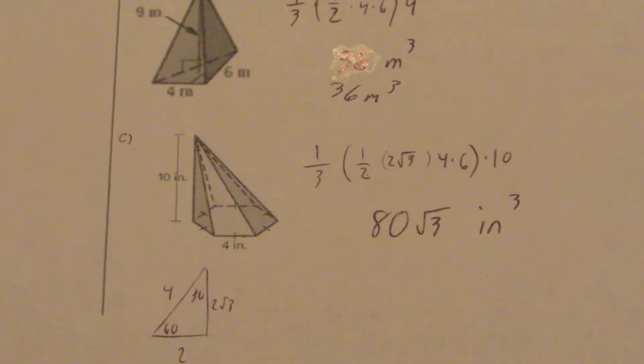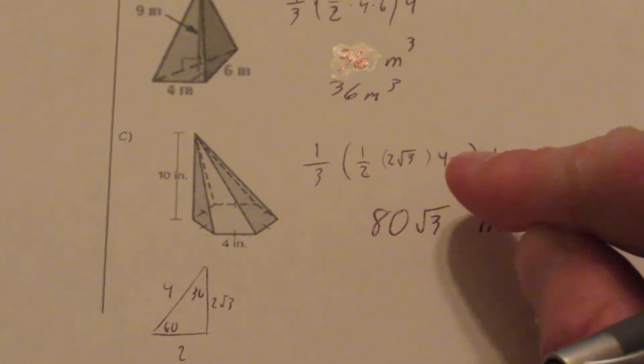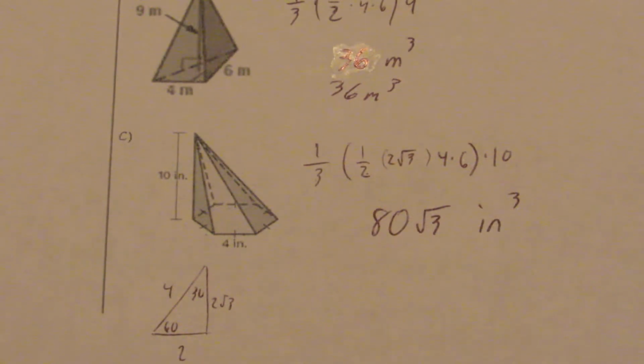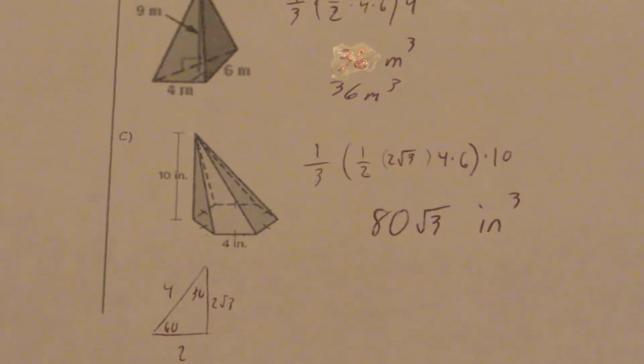If you have trouble with multiplying those, with the half and the 1/3, you could do 2 times 4 times 6. What's that be? And then times 10. All right, divide that by 2, and then divide that by 3, that will get you the 80. So I have 80 root 3 inches cubed. The actual measure for that, if you needed an actual number, would be 138.56, but I think leaving it as 80 root 3 is generally easier.